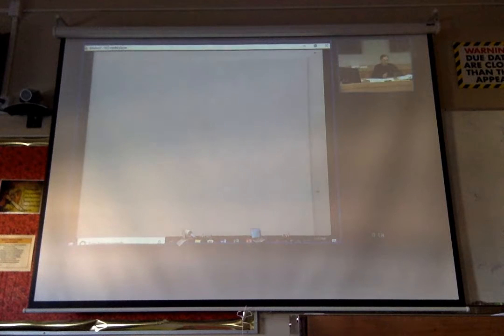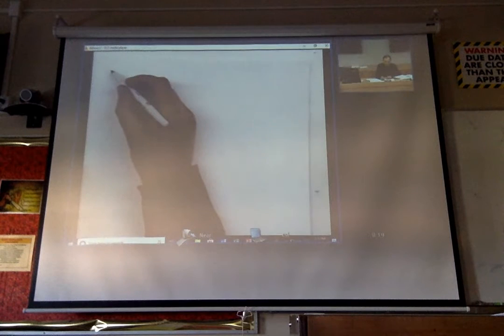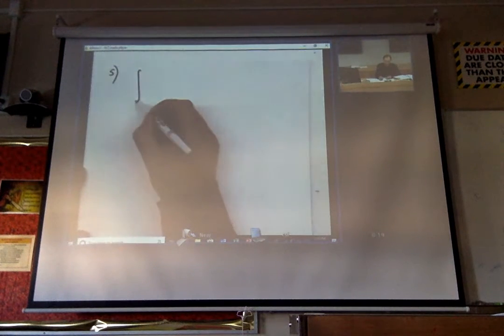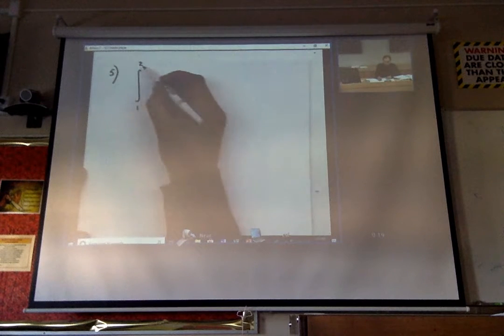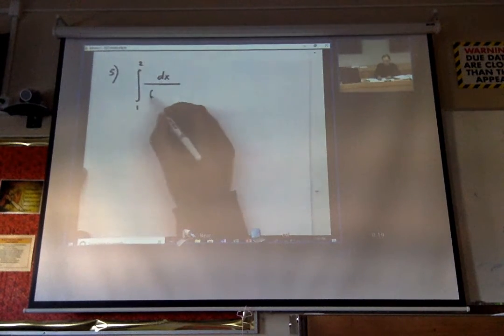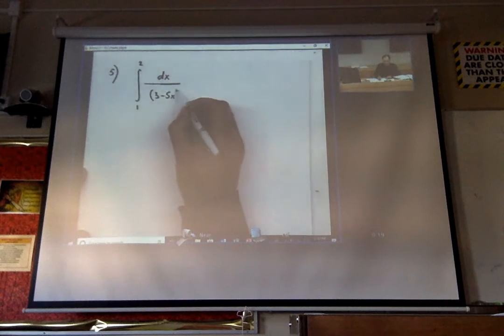What we're going to do right now, we're going to go to definite integral, and then we'll come back and do a couple of problems with indefinite integral again. So let's take a look. For example, and this will be number 5, we have the integral from 1 to 2 of dx over (3 minus 5x) quantity squared.